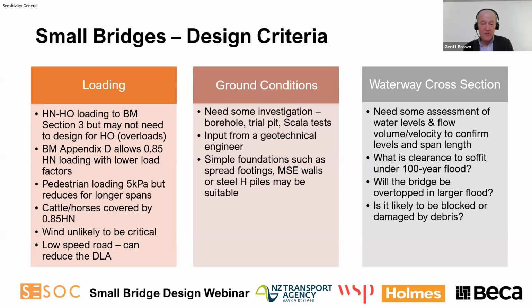Another question is whether the bridge will be overtopped in a large flood so that it needs to be anchored and doesn't float away. And of course, is the waterway likely to be blocked or damaged? Sorry, is the bridge likely to be blocked or damaged by debris?